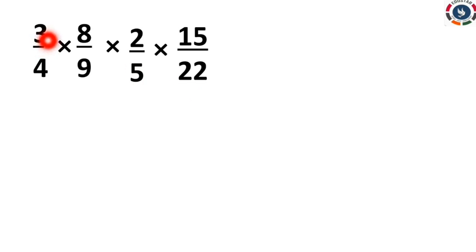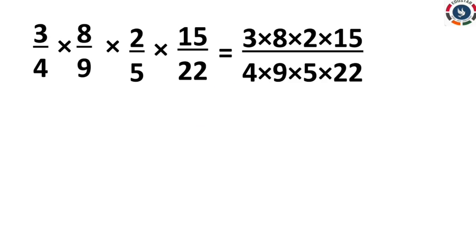So first we are going to write all the numerator values and write all the denominator values. So it is equal to 3 into 8 into 2 into 15. Write all the numerator values, and write all the denominator values. What are we having? 4 into 9 into 5 into 22. So now we are going to apply the cancellation method.